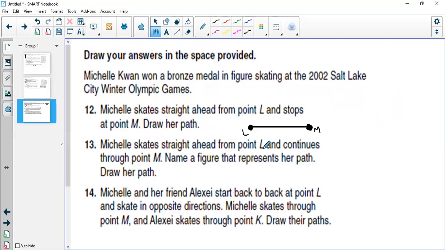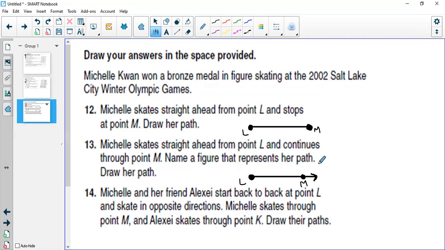Michelle skates straight ahead from point L. Again, she is going from L. She's going straight ahead, so let's draw it straight. Wait a bit, let me make it from the middle. So straight ahead and continues through point M. So there is a point M. She is continuing through, so she's going on beyond that also. So let's name this point M. So what does that make it? It makes a ray LM. This is what it means.